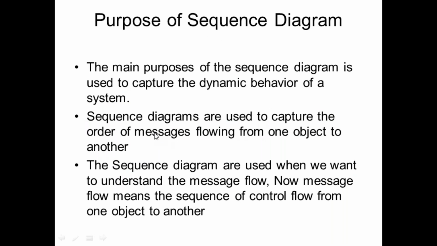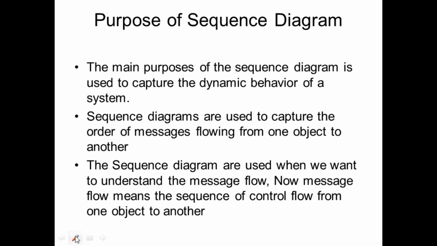The main purpose of the sequence diagram is to capture the dynamic behavior of a system. It is used to capture the order of messages flowing from one object to another. It is used when we want to understand the message flow. Now the message flow means the sequence of control flowing from one object to another. So how the control is being moved from one object to another, that is defined in the sequence diagram. Is that clear? Any questions?